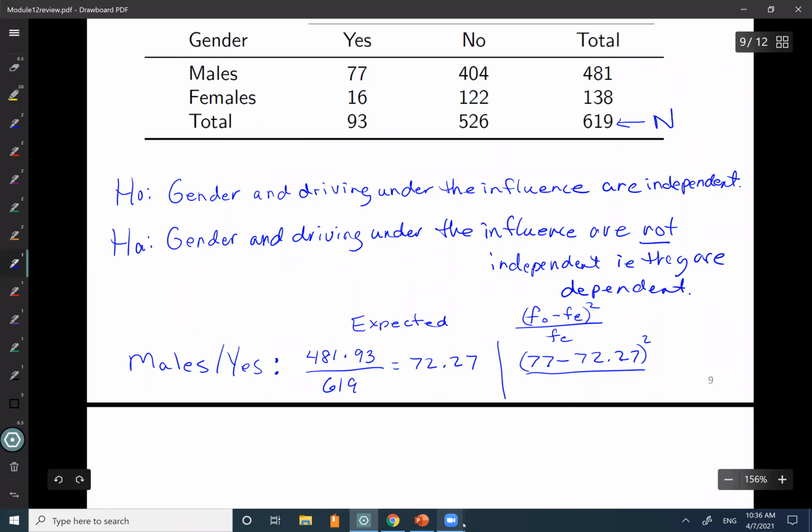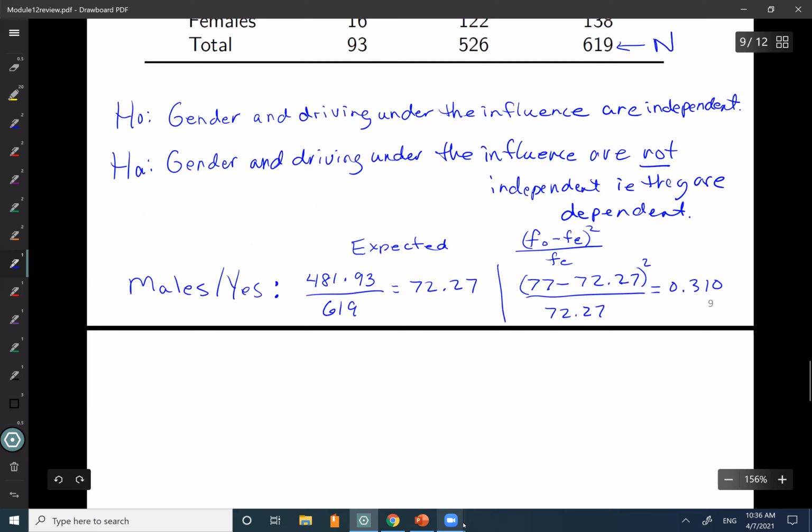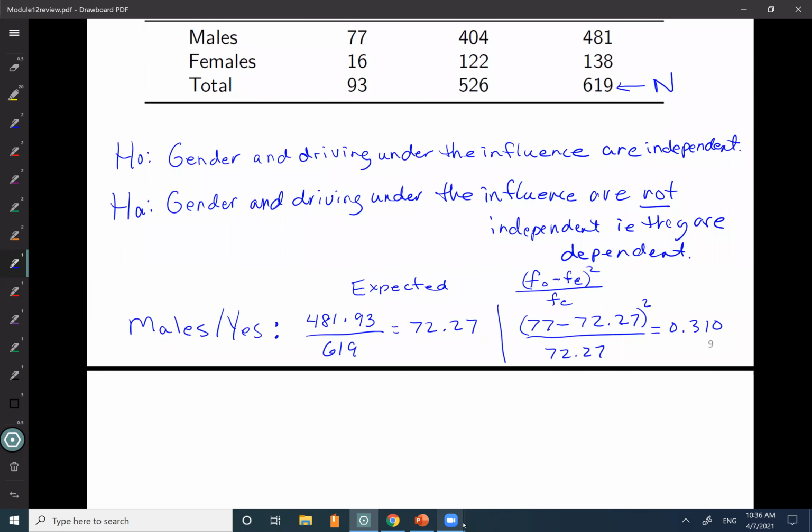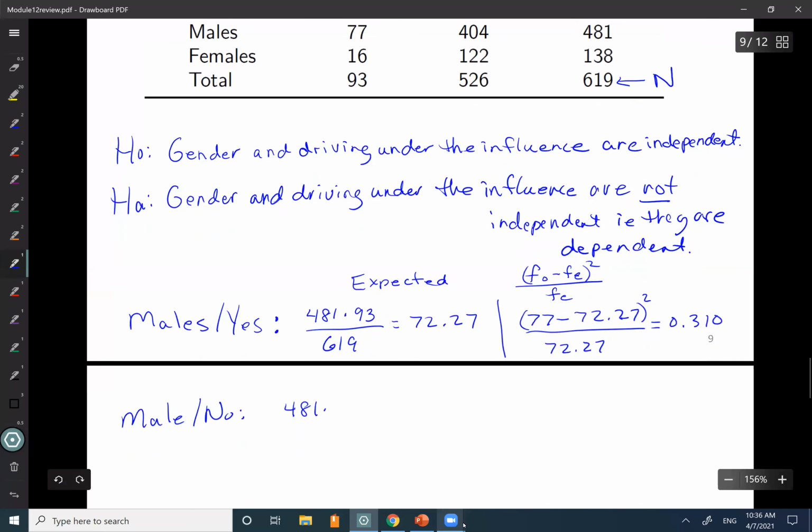Decimal 27 squared, 72.27 equals 0.310. So that's the contribution to the chi-square statistic for the males yes category. Let's go on to the males no category, and we want the expected. So for males no, we know that there's 481 males, but the number of people who said no in this study was 526. Everyone see that?